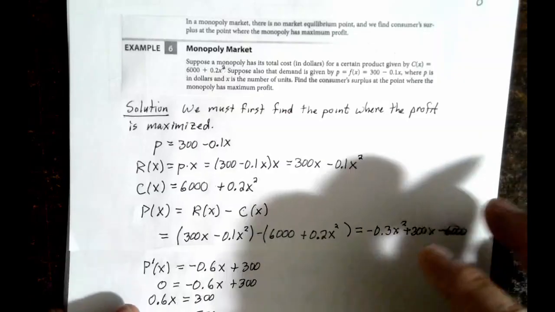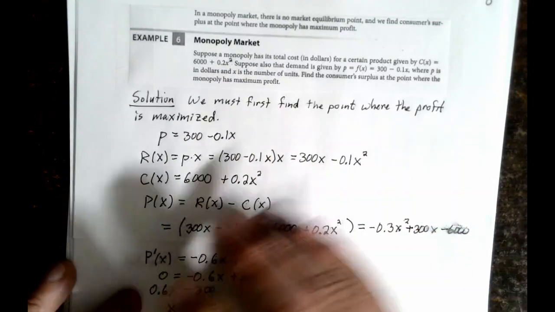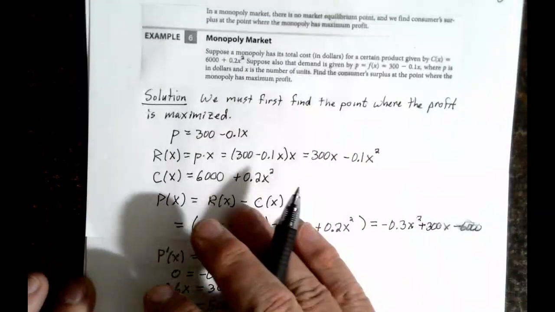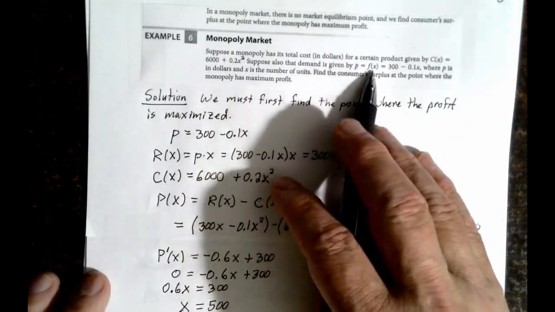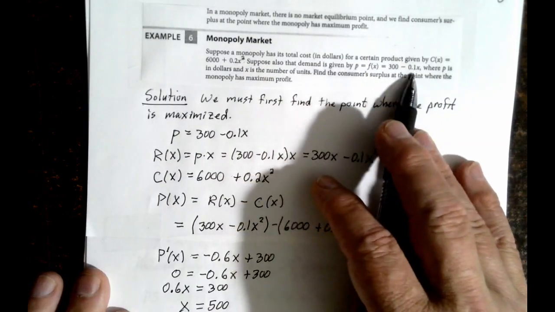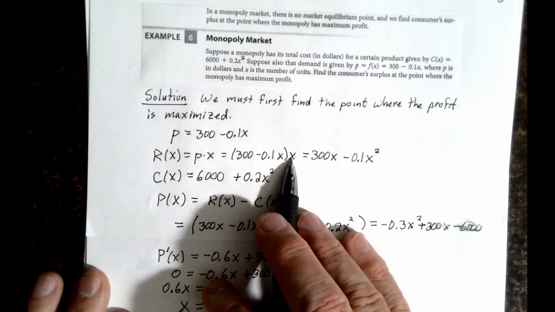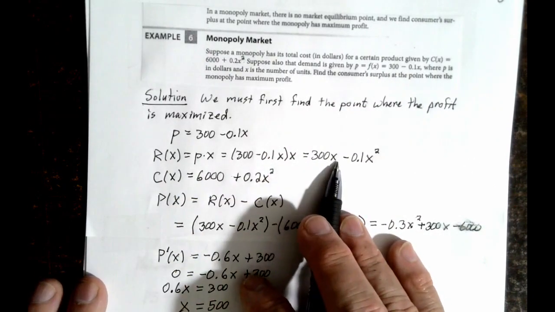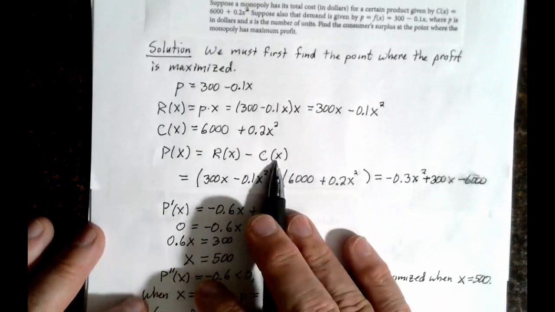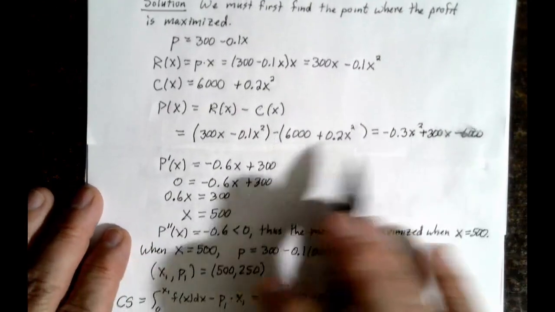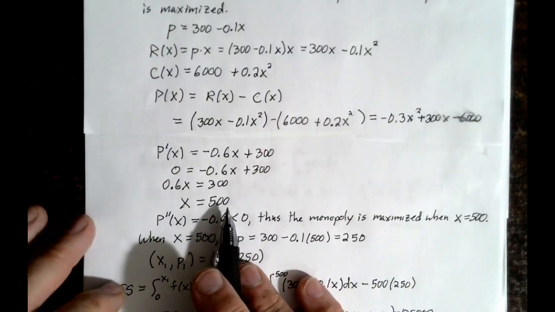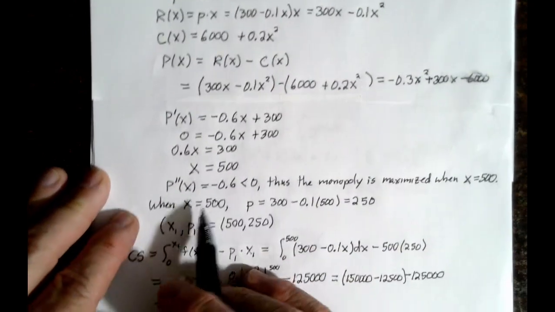Monopoly market. We must first find the point where the profit is maximized. They give us the price, but they don't give us the revenue, but the revenue is simply the price times x. So if the price is 300 minus 0.1x, you multiply that function times x and you get your revenue. Your cost is given. So now that you have revenue and cost, you take the difference and you get your profit. Now you take the derivative, set it equal to 0, and solve. That's a critical value. It's possibly where the profit is maximized.